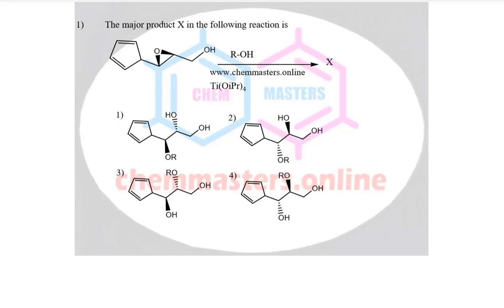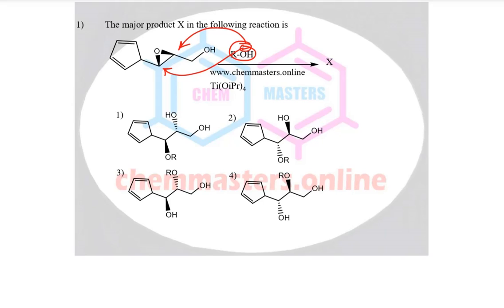Okay, right. Now just look at the given problem. The major product X in the following reaction is. Just look at the given reactant. We have an allylic epoxide, and here we have alcohol and titanium tetraisopropoxide. We know that the alcohol here can act as a nucleophile, which is going to open the epoxide in two possible ways. Okay, so which is the correct possible way?